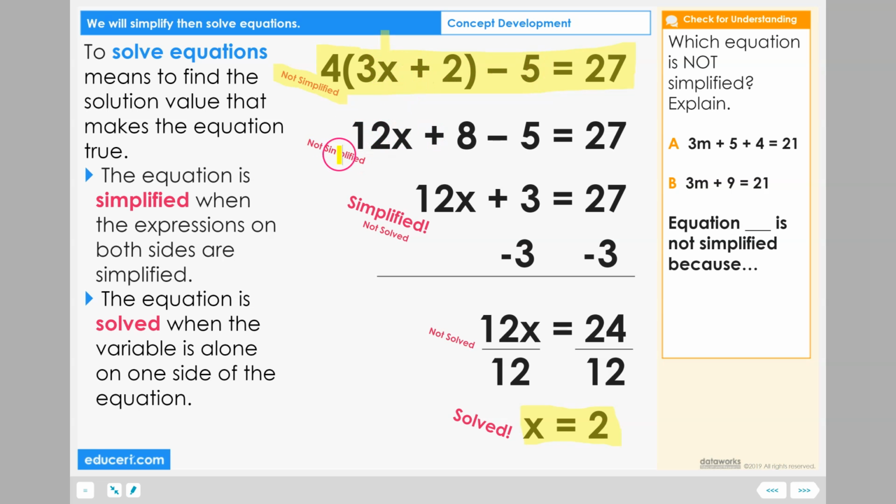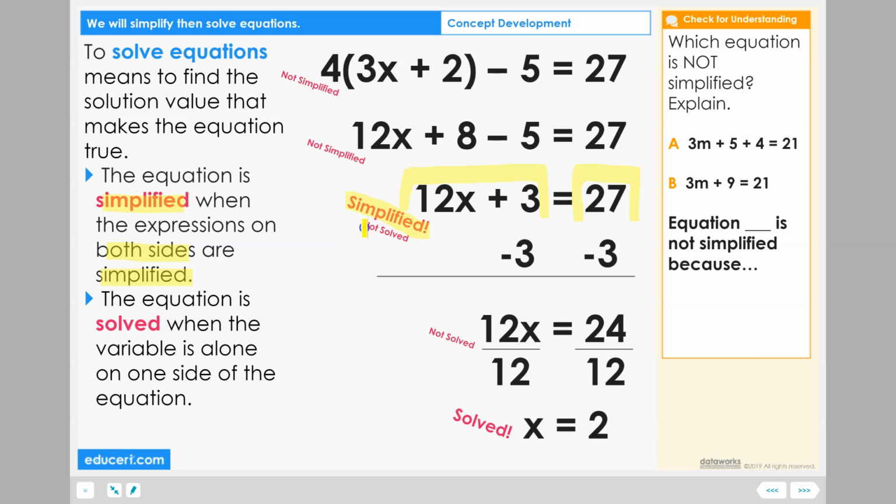And once that's done, this expression is still not simplified because there are two like terms, the two constants, the plus 8 and the minus 5. Now, after putting those two like terms together, this equation is simplified because the left-hand side expression is simplified. There are no distributions and no like terms. And the right-hand side is simplified because there are no distributions or like terms. That is when the equation is simplified: when both sides on their own are simplified.